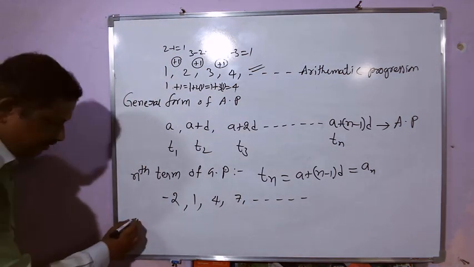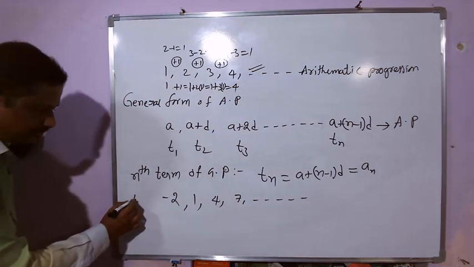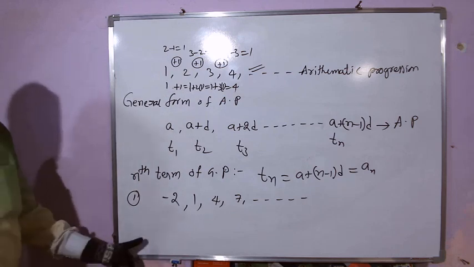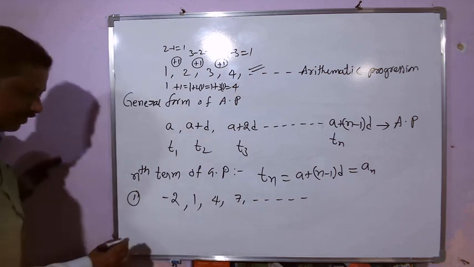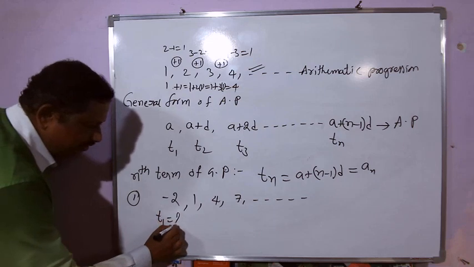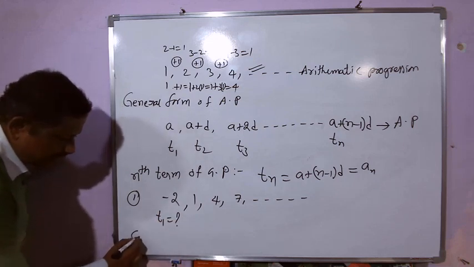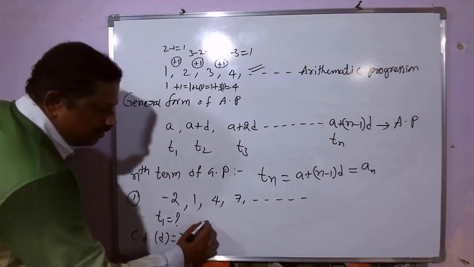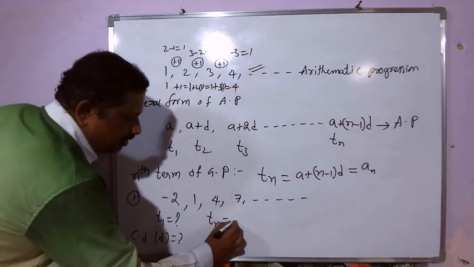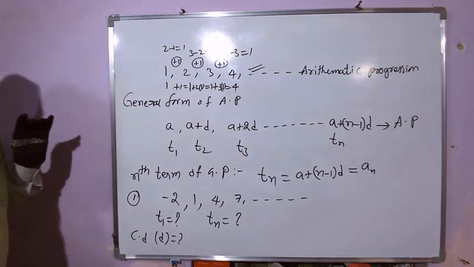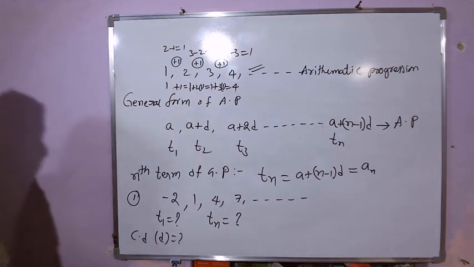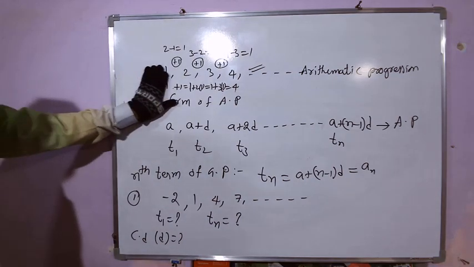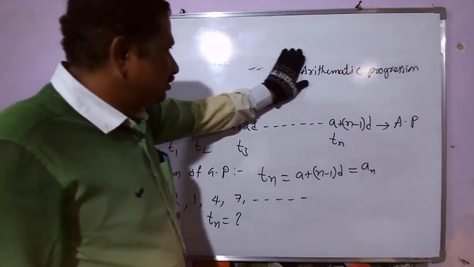So find what is the first term of this progression, that is T1, you have to find, and the common difference, CD means common difference, D, and also the nth term, Tn. 3 terms we have. How to find these 3 terms?